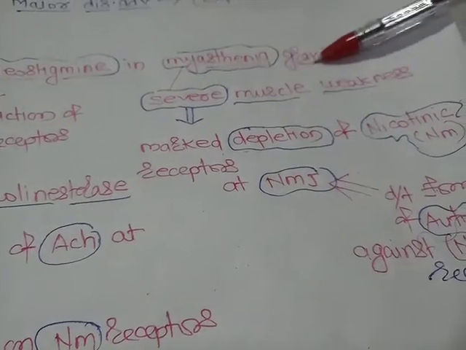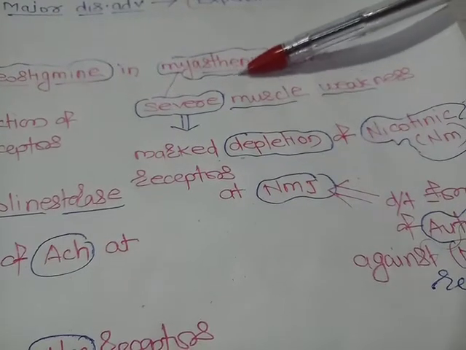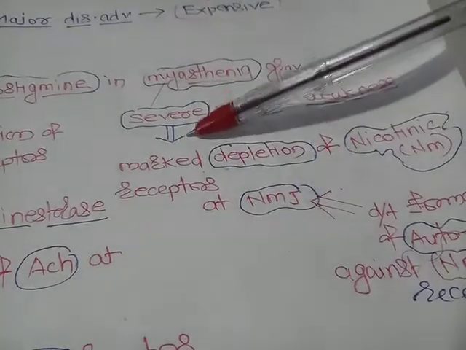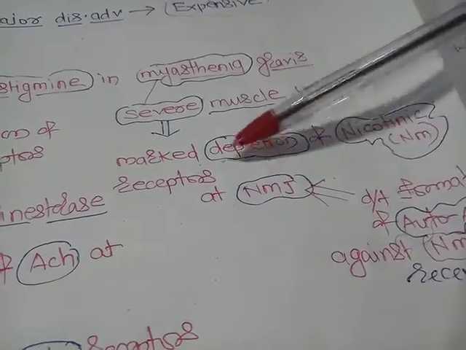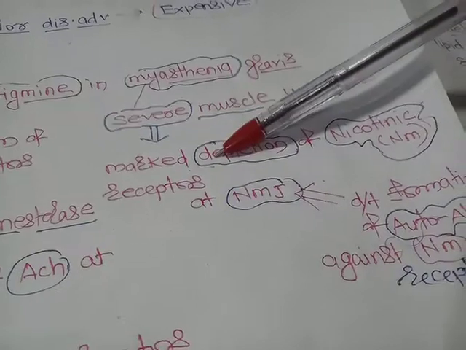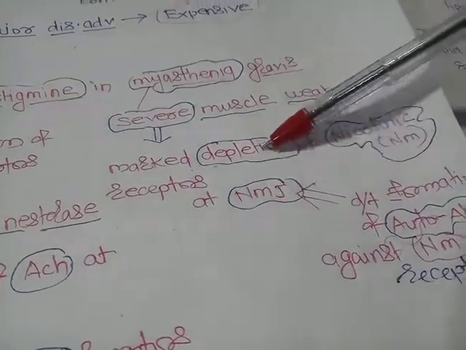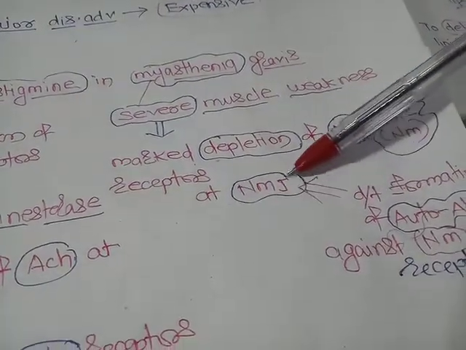Myasthenia gravis, as the name suggests, means there is a severe muscle weakness. Now, this severe muscle weakness is because of marked depletion of nicotinic NM receptors at the neuromuscular junction. There are decreased nicotinic NM receptors at the neuromuscular junction.